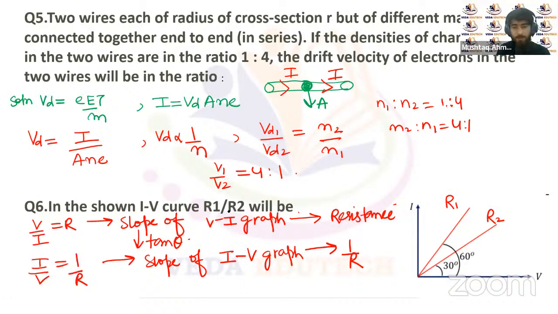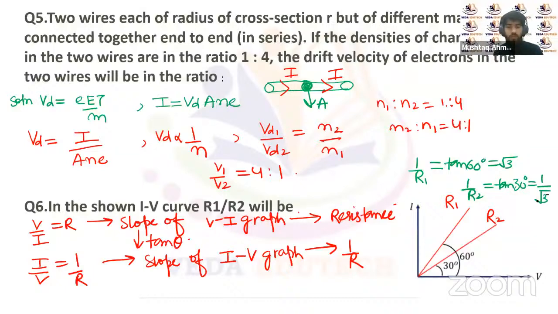Now you can see here R1 for the first conductor. Since it's an IV graph, the slope will give us the reciprocal of the resistance. So 1 upon R1 will be tan of 60 degrees, which is equal to root 3. And 1 upon R2 will be tan of 30 degrees, which is equal to 1 over root 3.